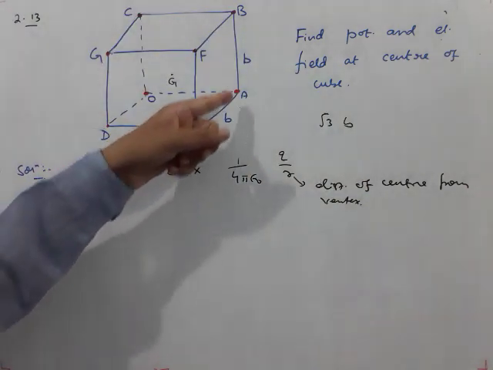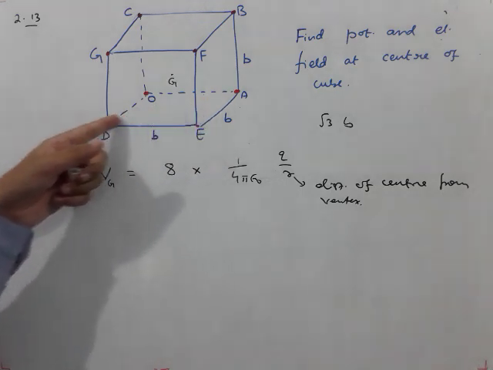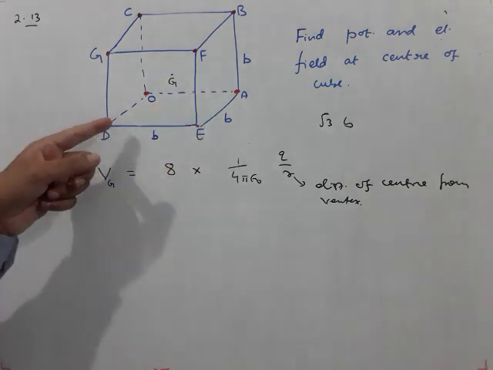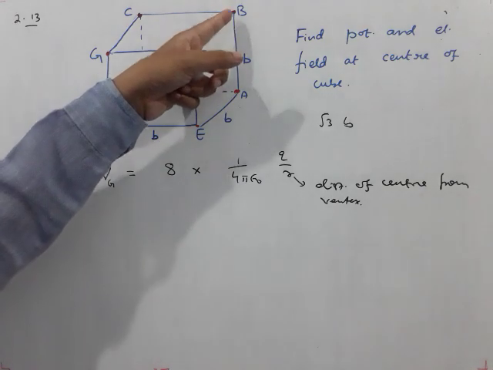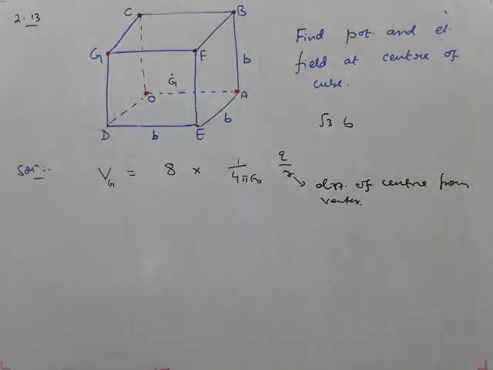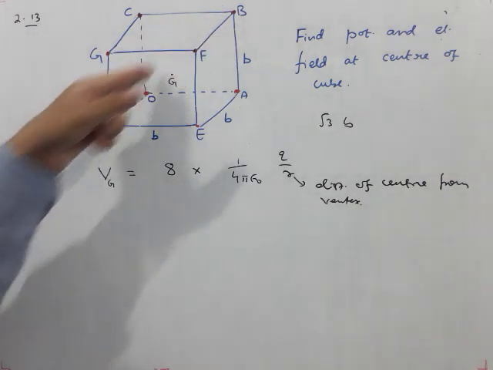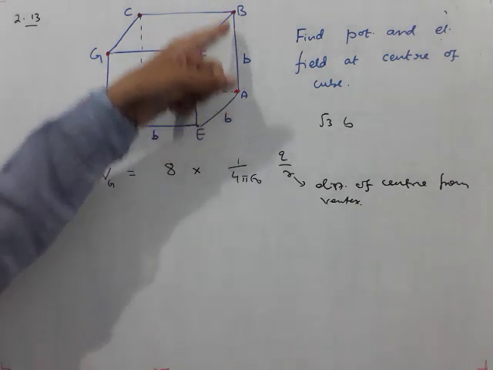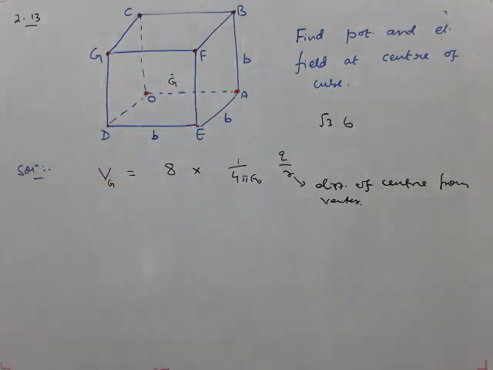So if this is b, this will become root 2b, the diagonal of the base. Now this is root 2b, this is b. So this and the diagonal of the cube, that forms a right angle triangle. So the diagonal square will be root 2b square plus b square, that is 3b square. So you take the square root, it becomes root 3b.